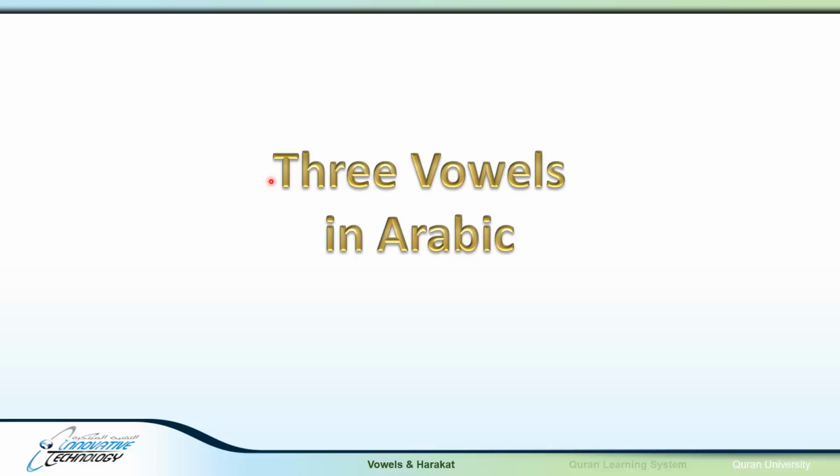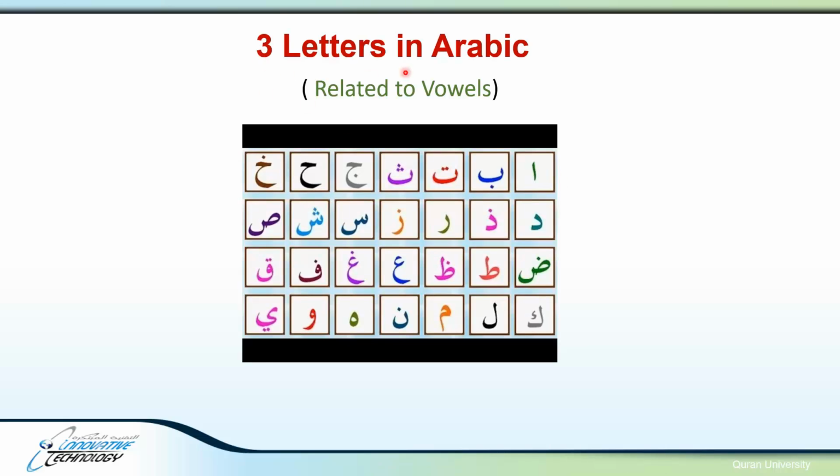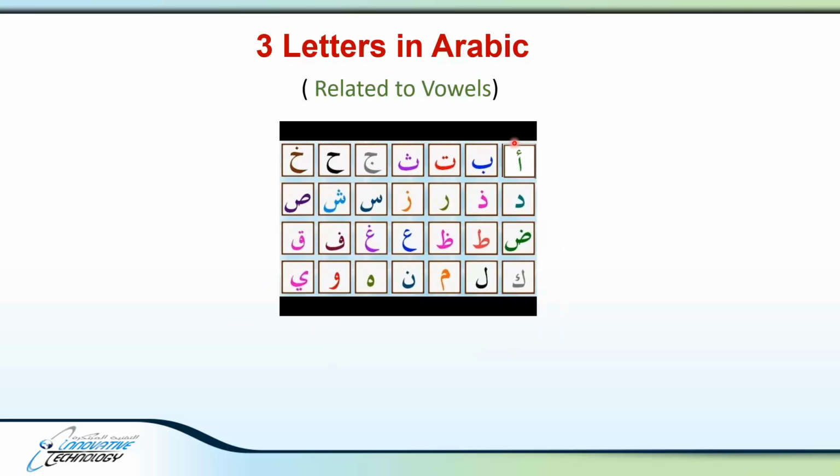There are only three vowels in Arabic, and these vowels are related to three letters of the Arabic alphabet, which is the first letter of the alphabet, the alif, and the last two, the waw and the ya. Now, let's look at the first letter. Alif has two forms, the a and the hamza.